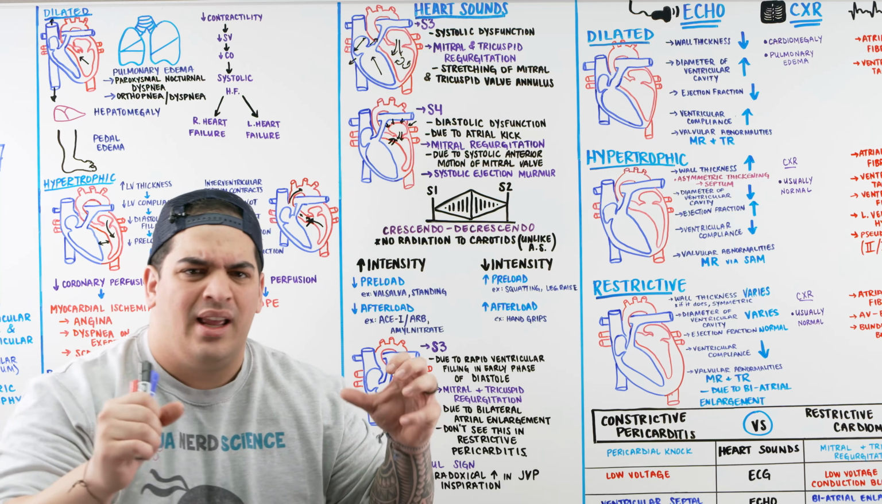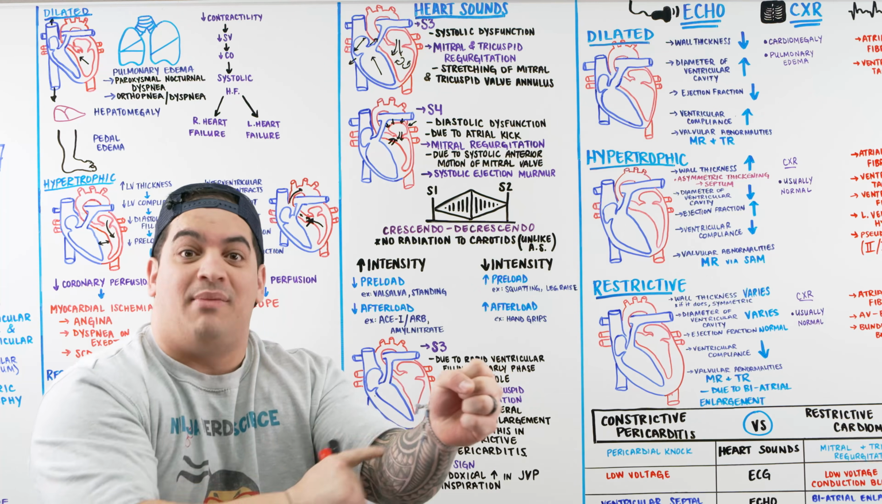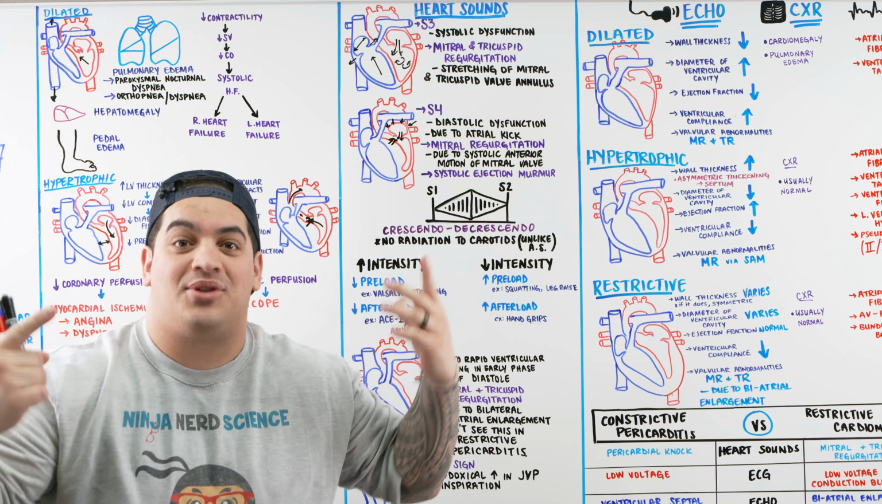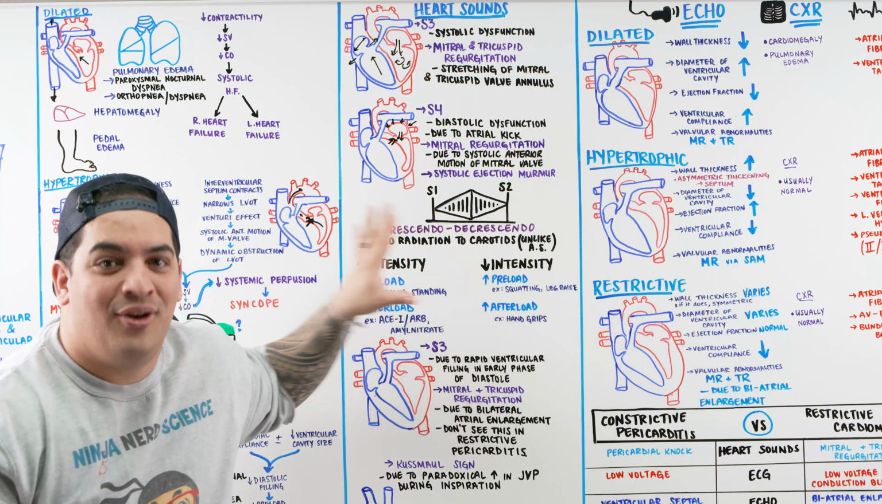How do I do that? How do I actually increase my afterload? I use hand grips and I squeeze, and it increases my systemic vascular resistance, and that ups your afterload. That is what I really don't want you to forget for HCM.